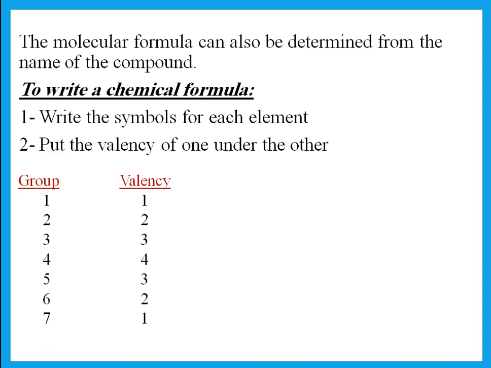Anything in group 3 will have a valency of 3. Anything in group 4 will have a valency of 4. Now, anything in group 5 needs to gain 3 electrons so that the total will be 8, so its valency is 3. Anything in group 6 needs to gain 2 electrons, so its valency is 2. Anything in group 7 needs to gain 1 electron, so its valency is 1.